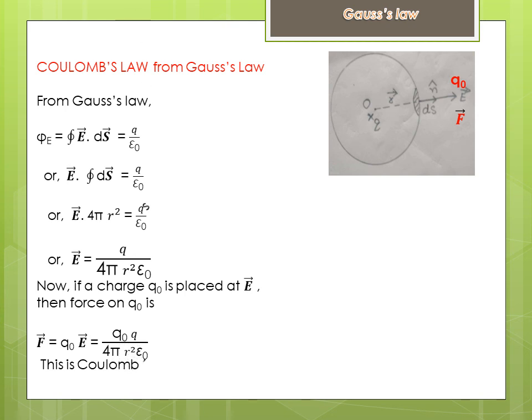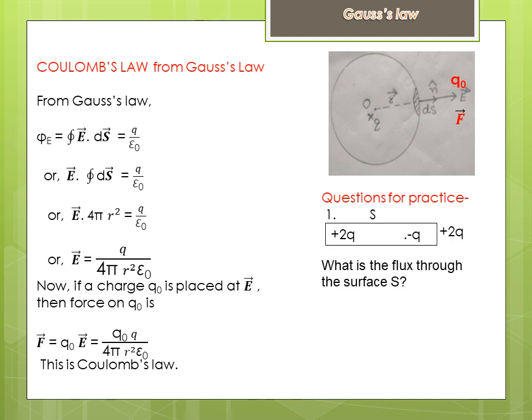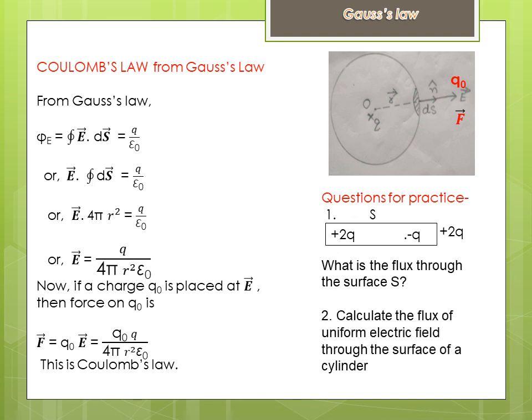Now, how can we use this to solve problems, especially the application of Gauss law. Here, see the situation we are taking. Plus 2q and minus 2q are within a surface, and plus 2q is outside the surface S. What is the flux through the surface? And second, try to find out the flux of a uniform electric field through the surface of a cylinder.